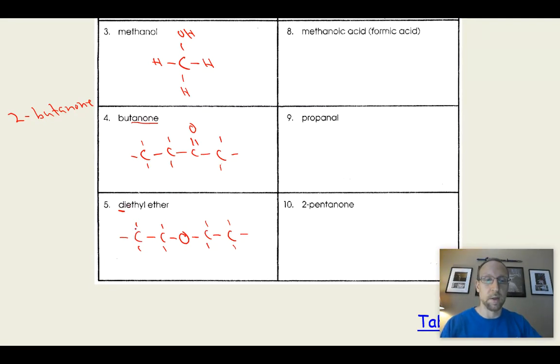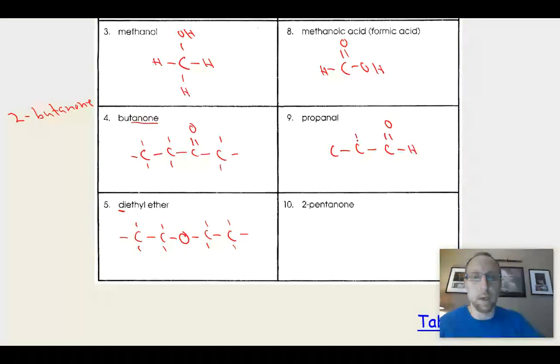Number 8 is methanoic acid. So it's a 1 carbon organic acid. That's it. Propanal is a 3 carbon aldehyde. So what's an aldehyde? We put that OH on the end. Get your functional groups right off of Table R. H's, and we're done. That's propanal. So remember, we don't want to put this here because then that would be propanone.